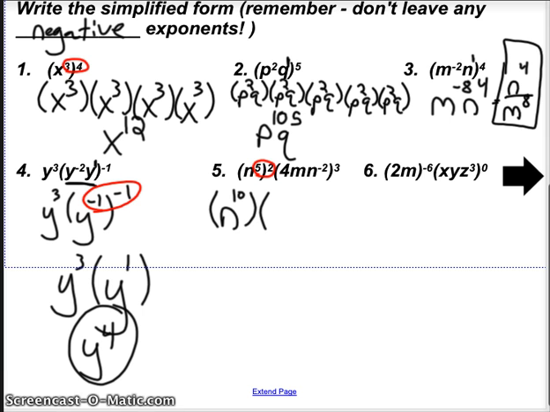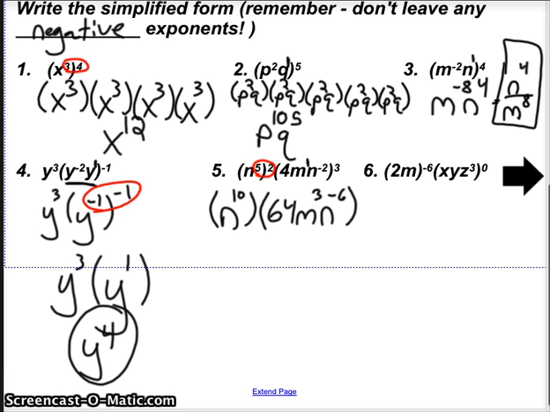How about my other one? Here, remember, if it's not written, it's m to the first. Now I have multiple things in that parenthesis, so that means that third power applies to every one of those things inside my parenthesis. I take 4 to the third power. That gives me 64. M to the first to the third power: 1 times 3 gives me 3. N to the negative 2 to the third power: negative 2 times 3 leaves me a negative 6.